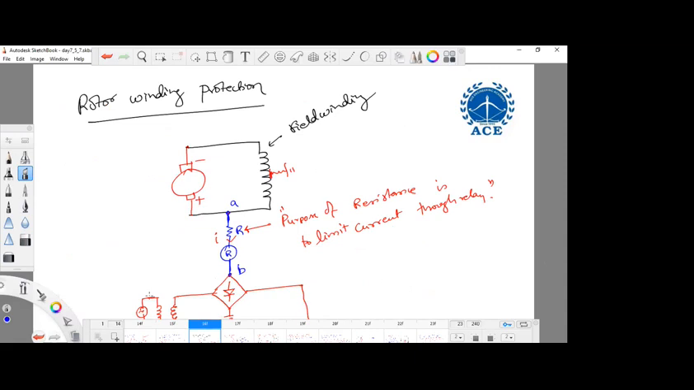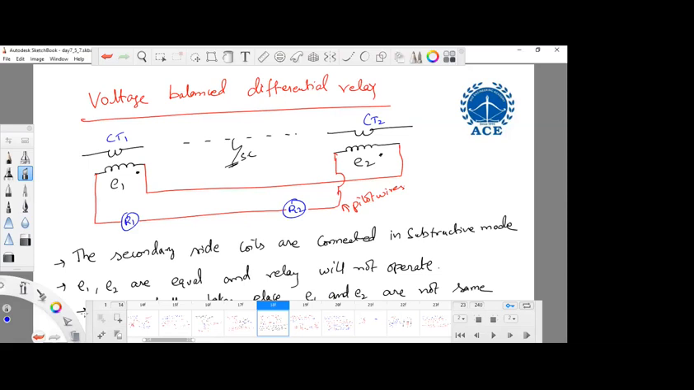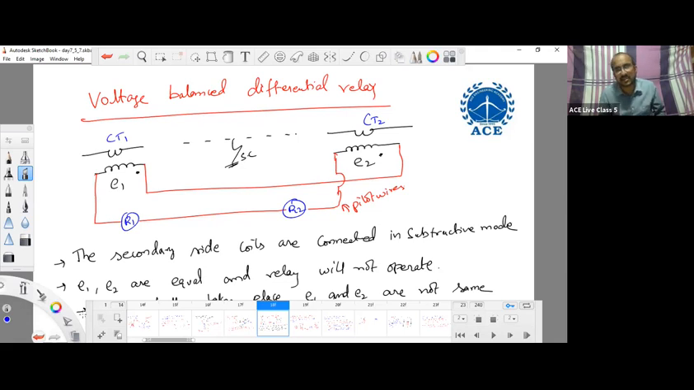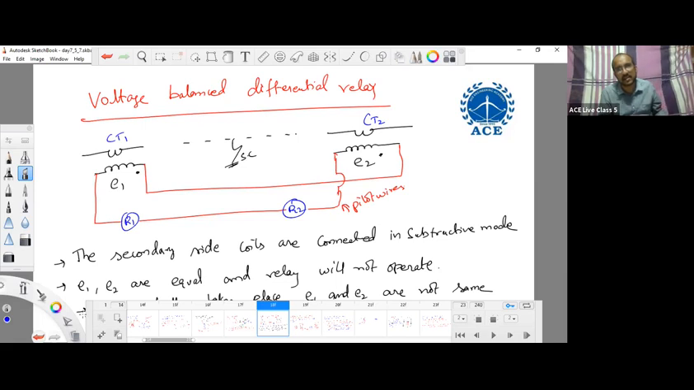And one more thing, sir, this voltage balance differential relay. Here, sir, why do we need to keep two relays? One relay is sufficient. Suppose you are using it for a distribution line between two different substations, their length is more, no? Each substation has its own relay.